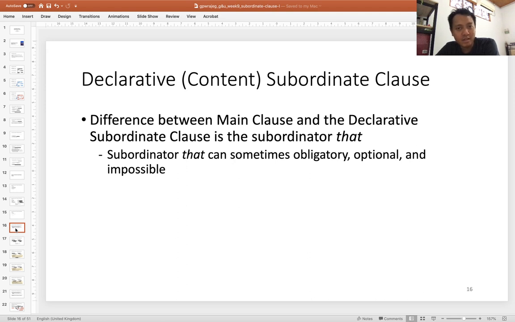We start with declarative subordinate clause. You may get the difference from the previous explanation. The difference between a main clause and a declarative subordinate clause is that there is the subordinator that in the subordinate clause. That subordinator can be obligatory, a must, or optional, or impossible, where it creates a non-grammatical sentence.